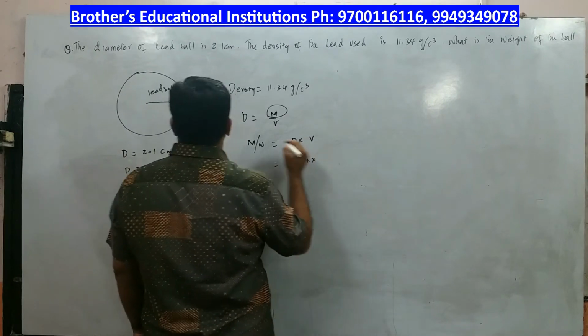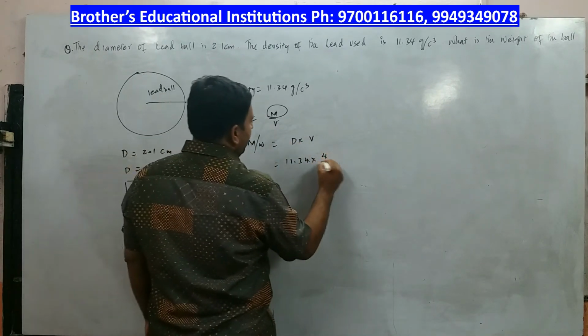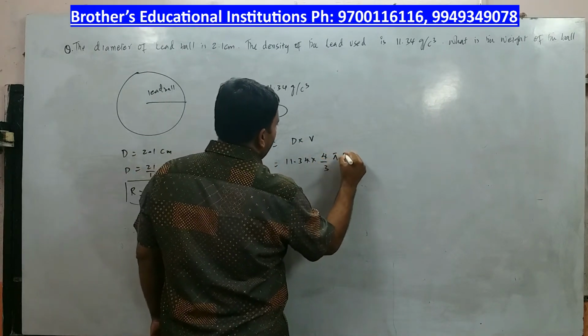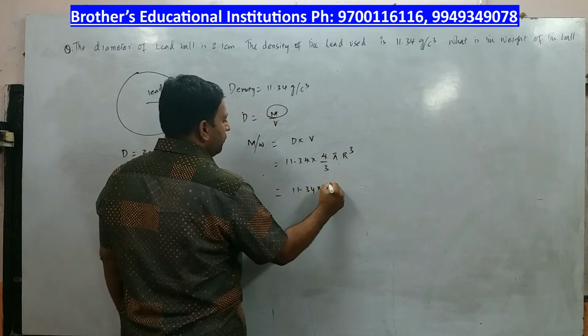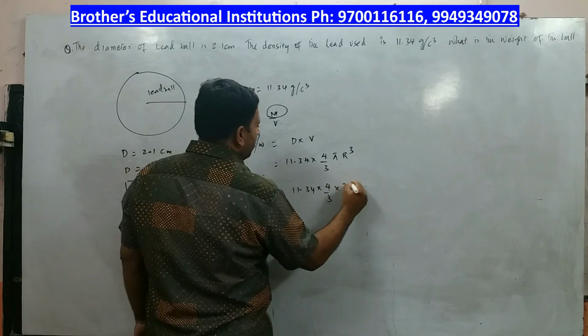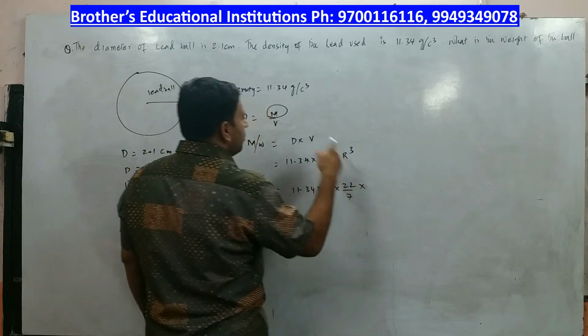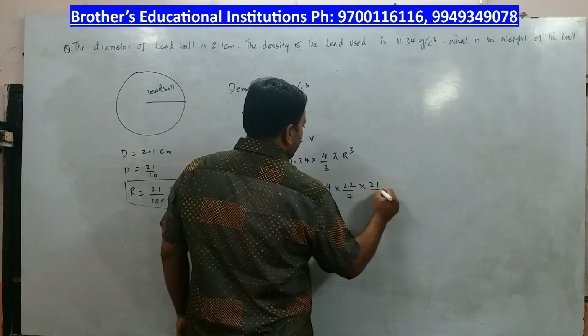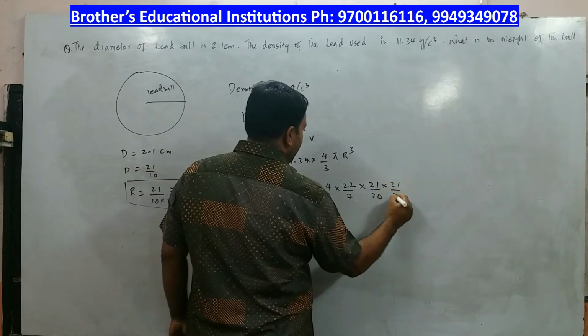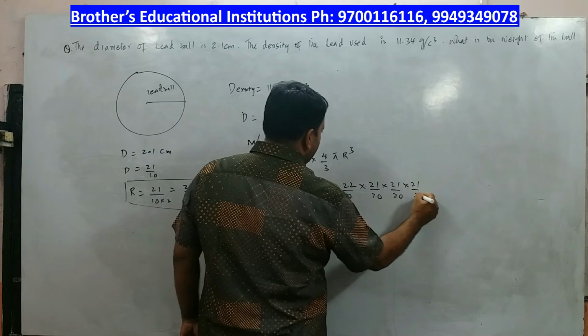What is the volume of sphere formula? Volume of sphere is 4 by 3 pi r cube. So it is 11.34 into 4 by 3 into pi, which is 22 by 7, into r. What is the radius we got? 21 by 20, 21 by 20 cube. So it is 21 by 20, 21 by 20, I will write 3 times.